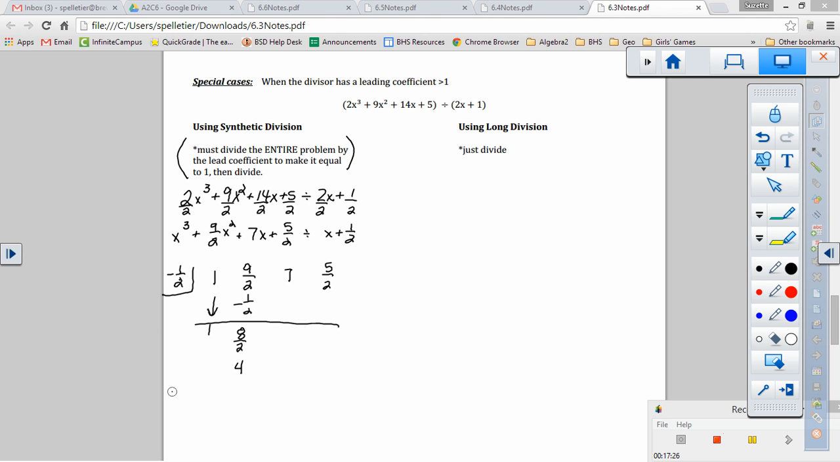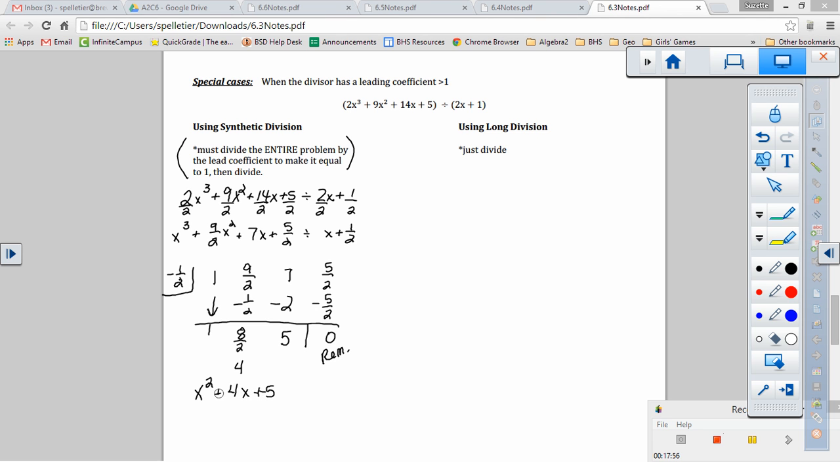4 times negative 1/2. So half of 4 is 2. It's going to be negative. 7 minus 2 is 5. And then 5 times negative 1/2 is negative 5 over 2, or negative 5 halves. These cancel, give you 0. So remainder of 0. So this is awesome because we now know that 2x plus 1 is in fact a root. My answer is going to be x squared plus 4x plus 5.